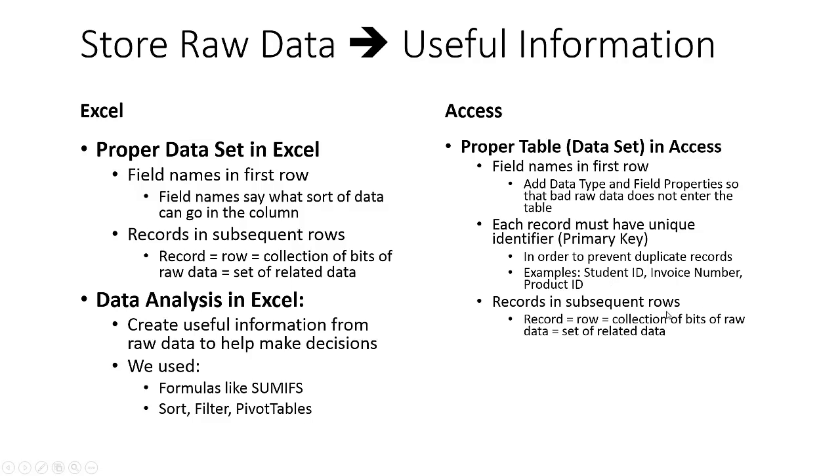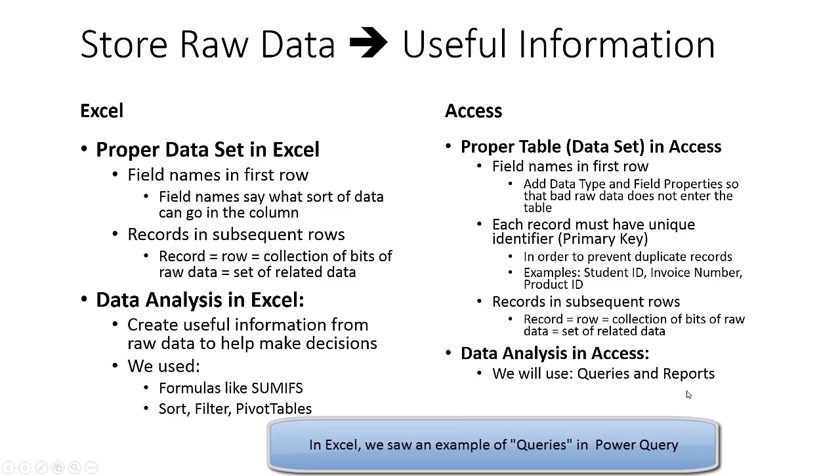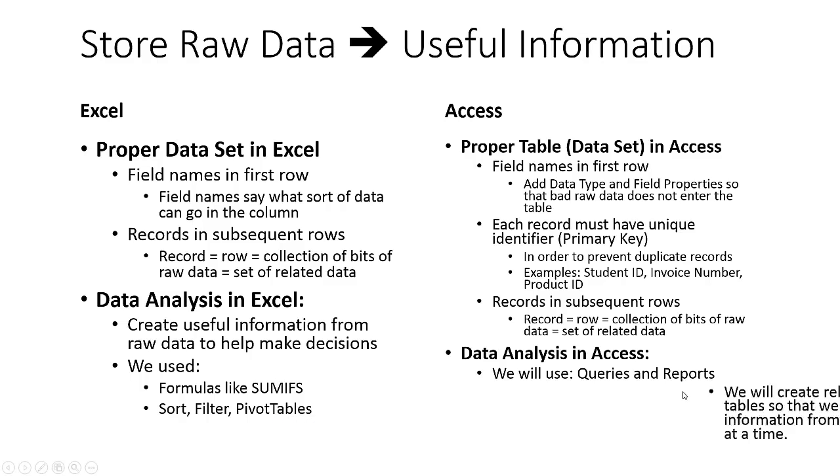We'll also have records in subsequent rows, of course, just like we did in Excel. And we'll do data analysis. We will use something called a query. We will build our queries. That's where we ask a question of our raw data, like calculate GPA for business students, or give me the list of all of the students in Business 216. Remember, over in Excel, we did sorting, filtering, pivot tables. Those are all examples of queries. We didn't call them queries, but they're questions we had to organize from the raw data into useful information. So we'll use queries, and then from the queries, we'll build reports.